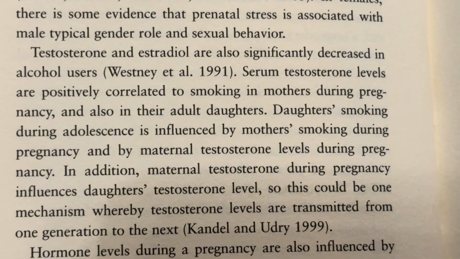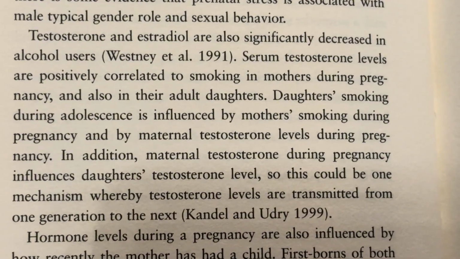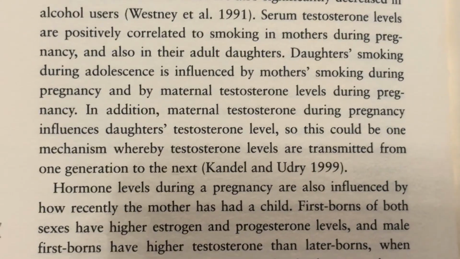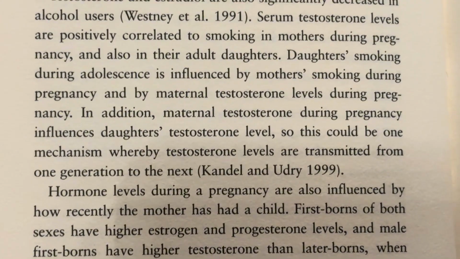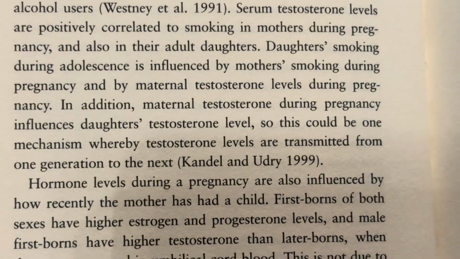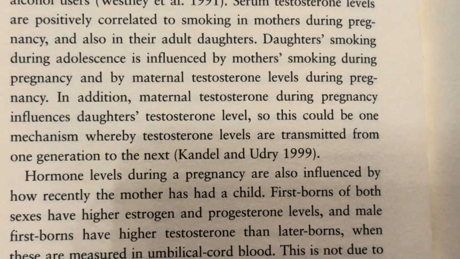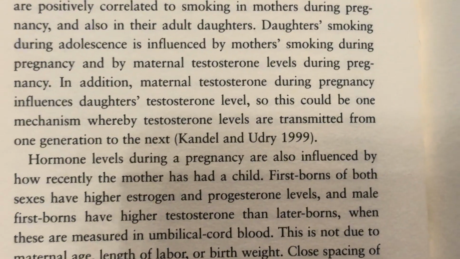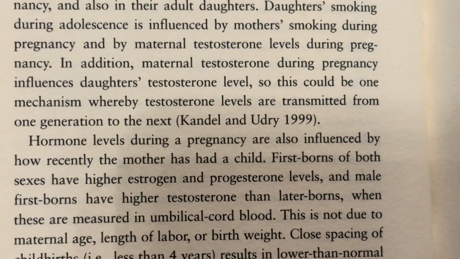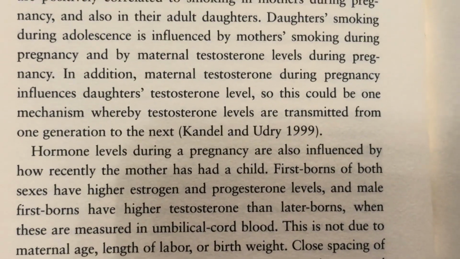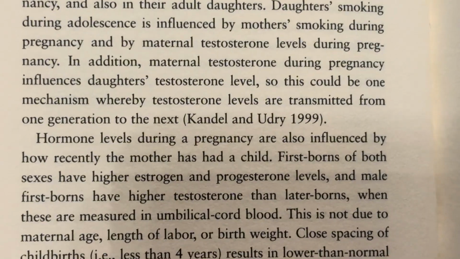Serum testosterone levels are positively correlated to smoking in mothers during pregnancy and also in their adult daughters. Daughters' smoking during adolescence is influenced by mothers' smoking during pregnancy and by maternal testosterone levels during pregnancy. In addition, maternal testosterone during pregnancy influences daughters' testosterone level. So this could be one mechanism whereby testosterone levels are transmitted from one generation to the next.